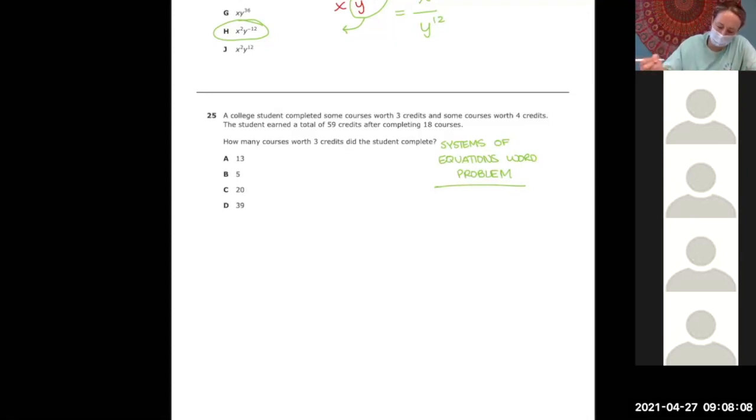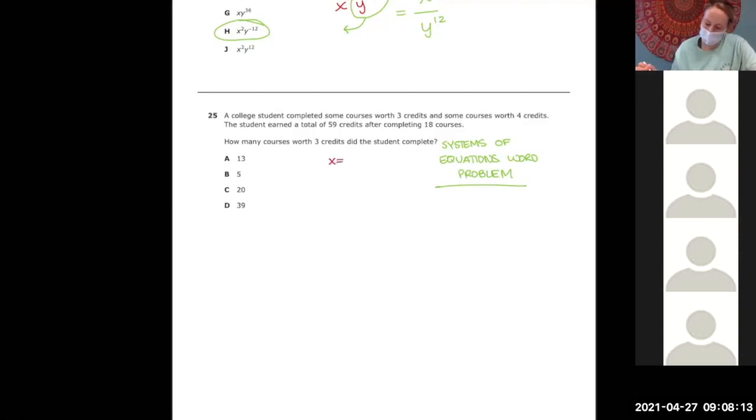So let's define our variables first. X is going to be our courses worth 3 credits, and Y is going to be our courses worth 4 credits. And these are real things in college. There were 3 or 4 credits, your classes. The 4 credit ones are usually like a 3 credit class plus a lab, just in case you were wondering.